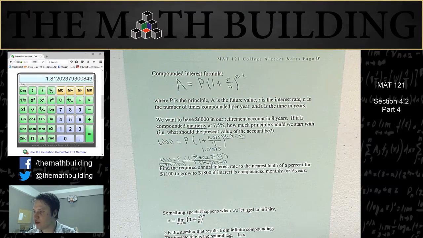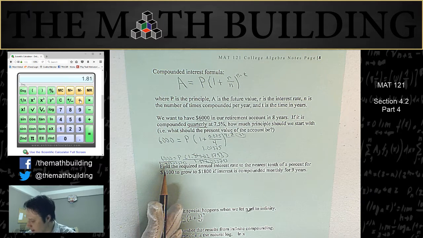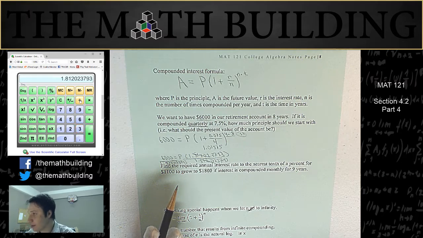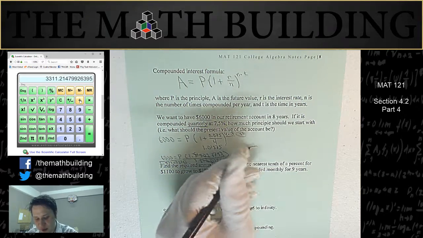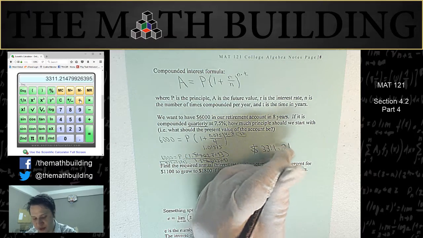That will tell us how much we need to start with. So I'm going to clear that. 6,000 divided by 1.8 is 1,202,3793. So the amount of money we need to save right now, and I'm going to round to the penny.